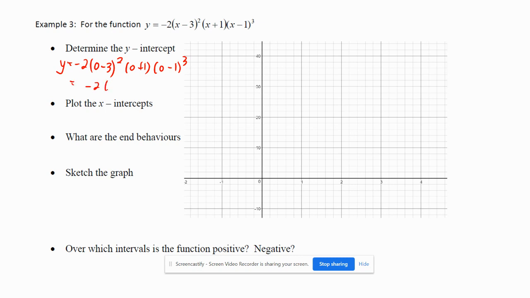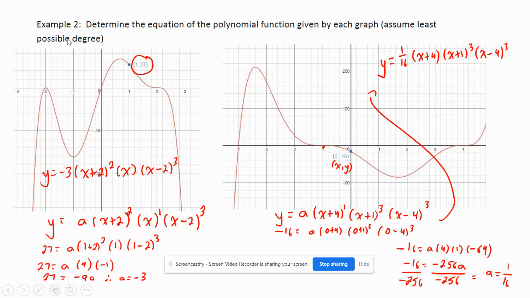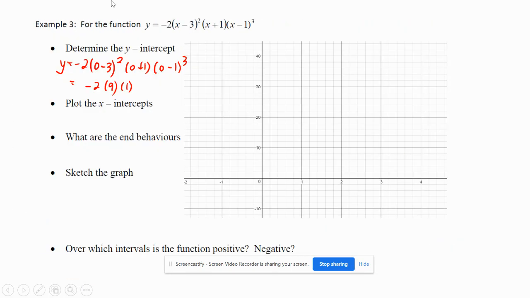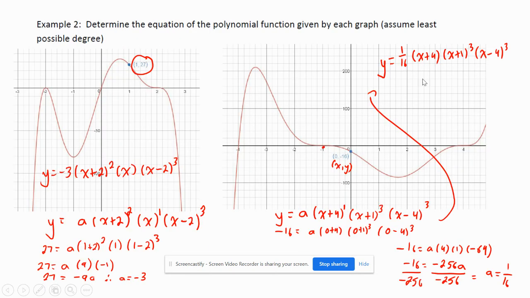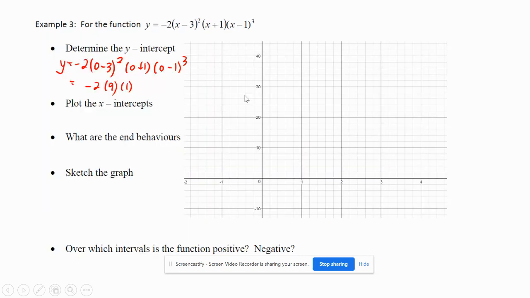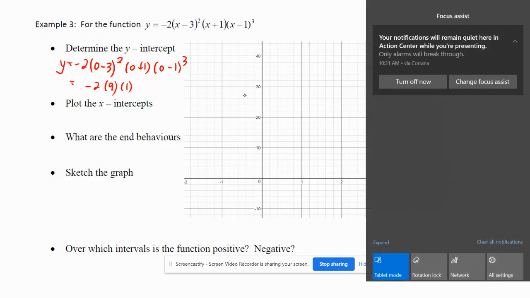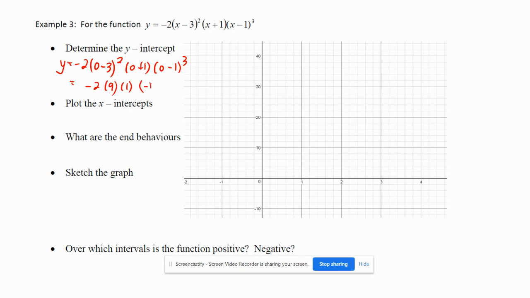(0 minus 3) squared is 9, times 1, times negative 1 here. So negative 2 times 9 is negative 18, times negative 1 equals positive 18. That means the y-intercept is (0, 18). So 12, 14, 16, 18 will be right here.